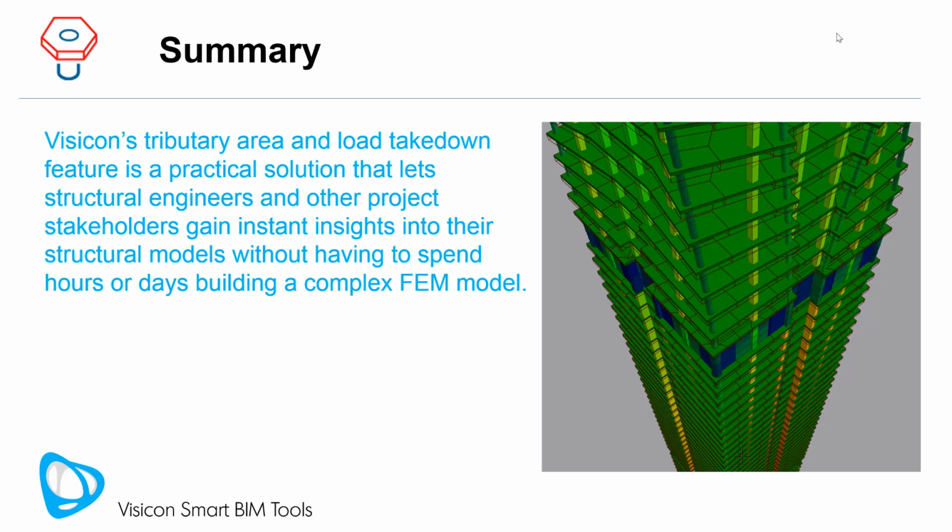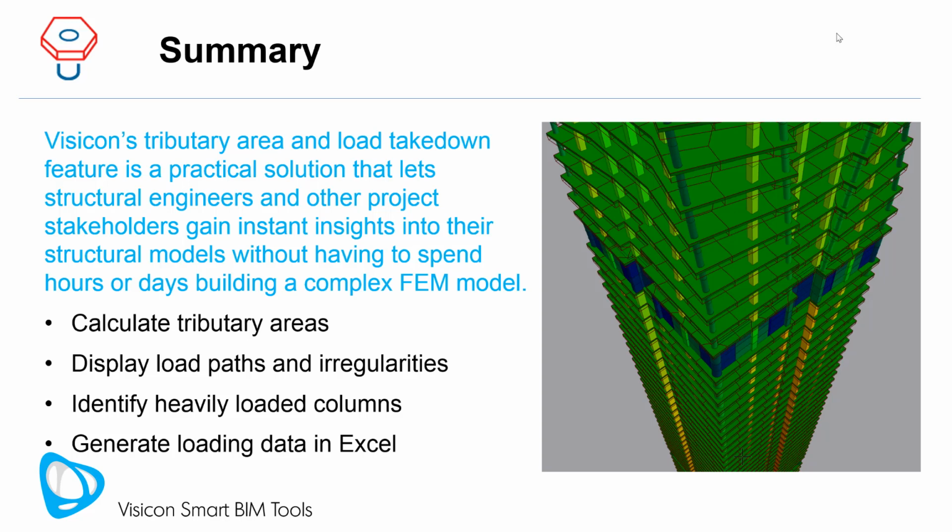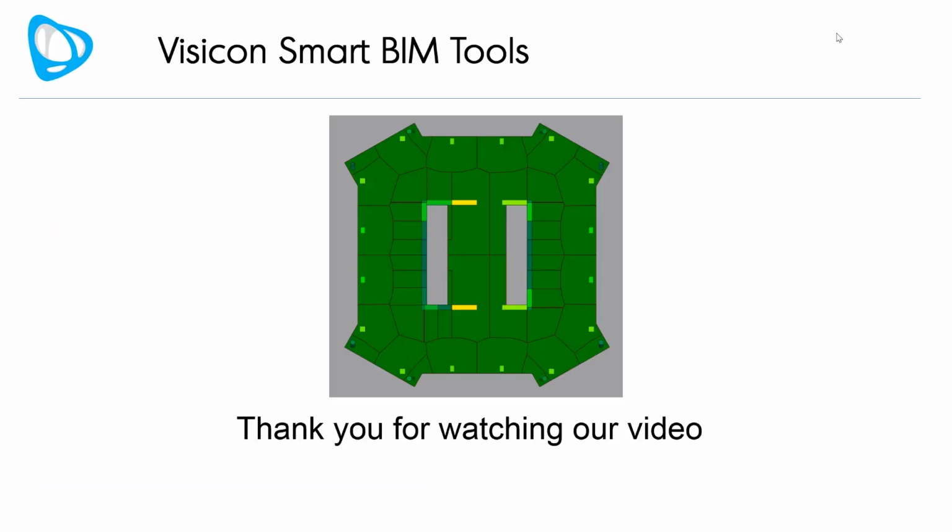Visicon's tributary area and load takedown feature is a practical solution that lets structural engineers and other project stakeholders gain instant insights into their structural models without having to spend hours or days building a complex FEM model. Calculate tributary areas for individual slabs or an entire project. Display load paths and vertical irregularities as a quality control measure or to communicate your structural design in presentations. Prioritize a design team's work by identifying the most heavily loaded columns. Generate loading data in Excel and use it to run your gravity column design programs or to estimate transfer and foundation loads.